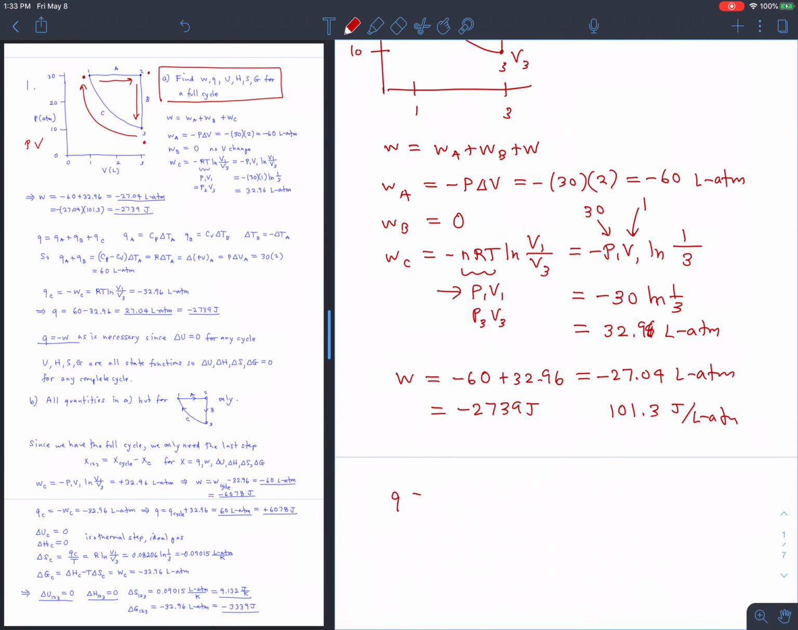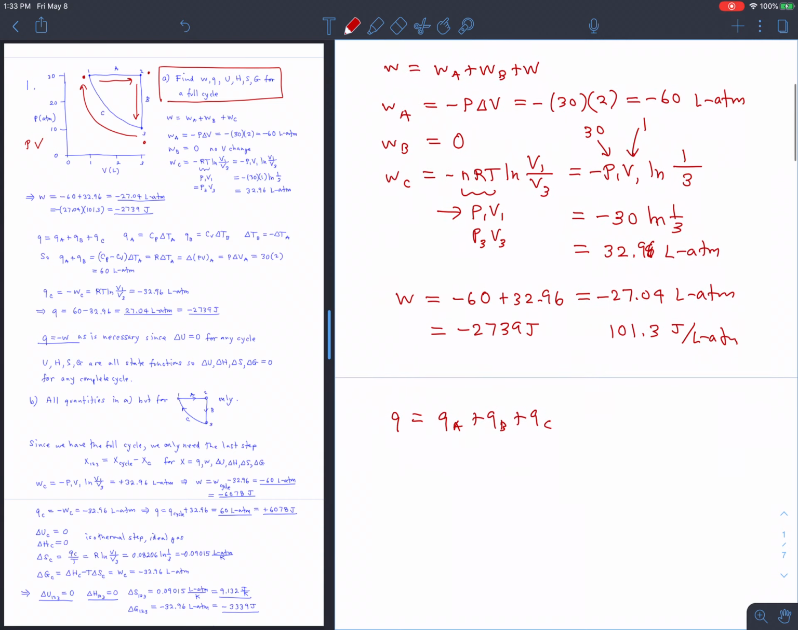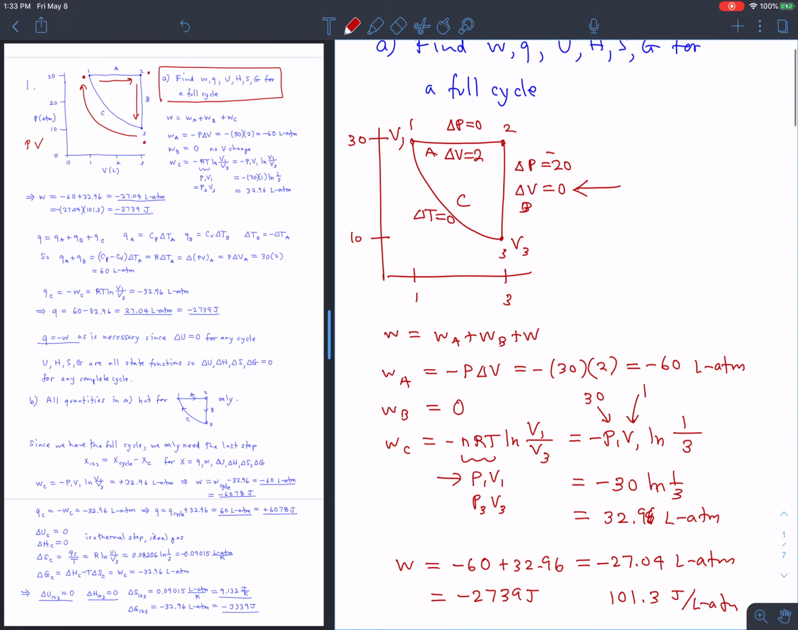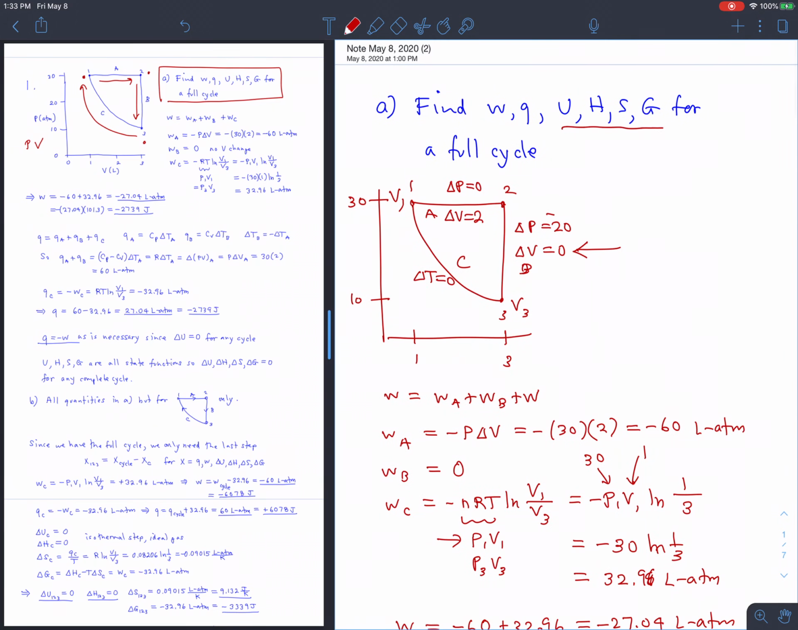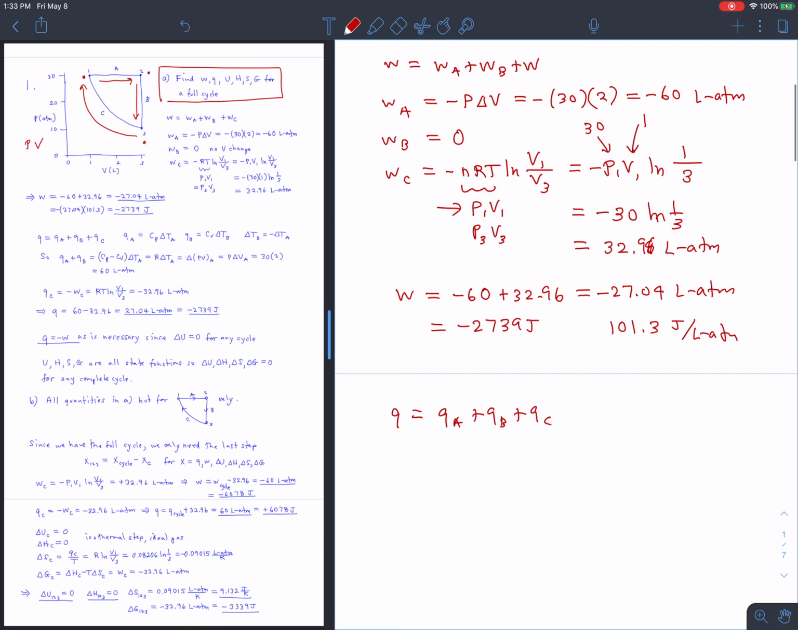Now the heat, that's also equal to QA plus QB plus QC. First of all, for a state function like all these last ones here, the change in all of those going around the cycle has got to be 0. So we know that delta U going around the cycle is going to be 0, and that's got to be equal to W plus Q. So we already know the answer for Q. It's going to be equal to minus W, or in other words, plus 27.04 liter atmospheres, or plus 2739 joules.